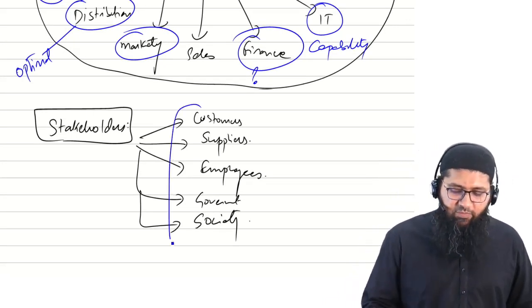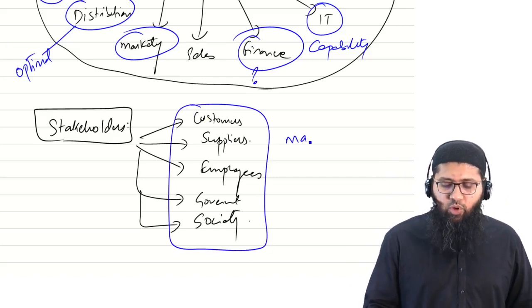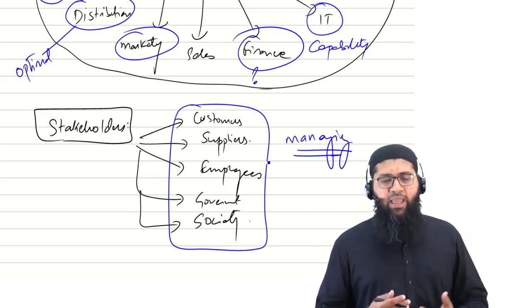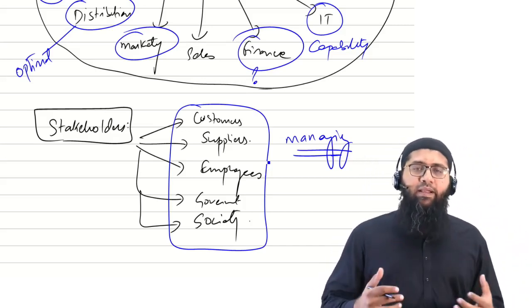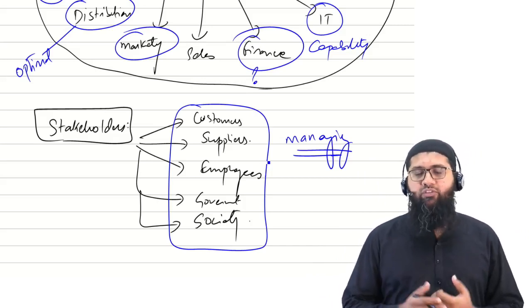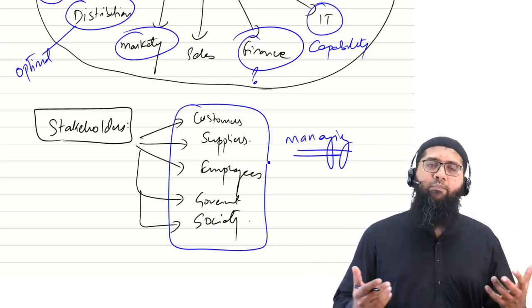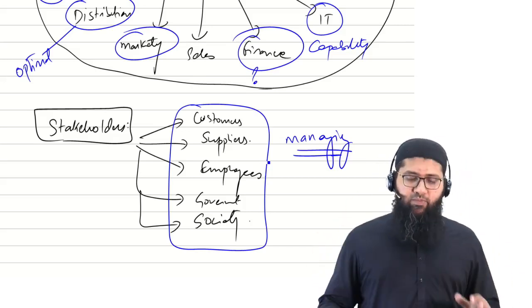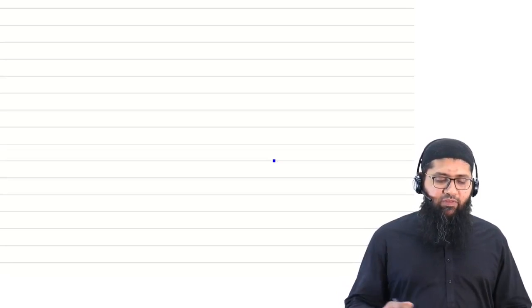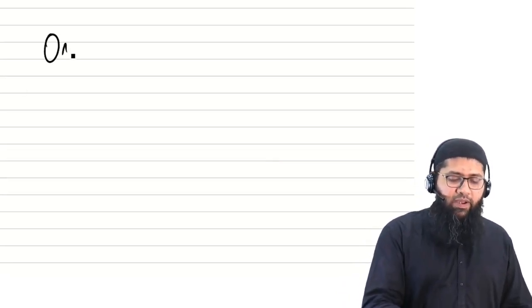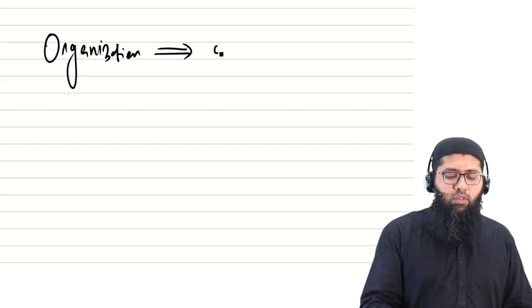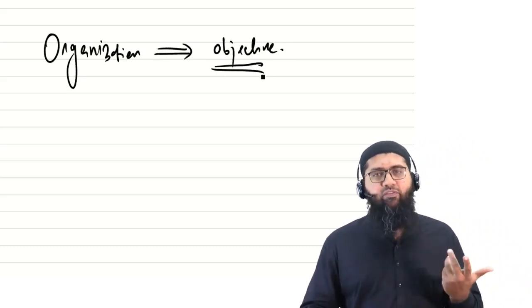So performance management would also mean that you should know how you would be managing these stakeholders. That is also going to be part and parcel of what performance management is all about. So when I talk about performance management, it simply means that you got to make sure that the organization is able to achieve its objective.